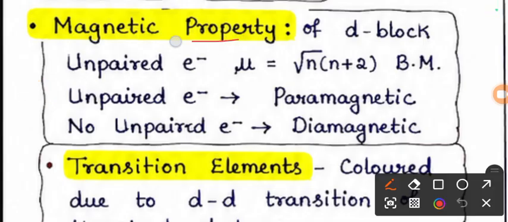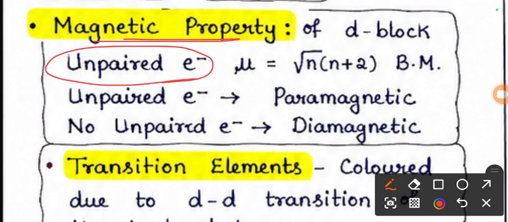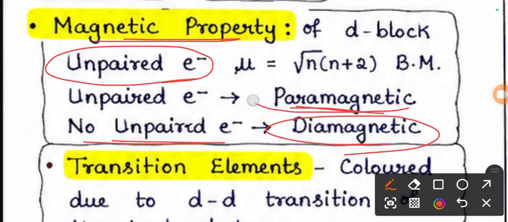Next is the magnetic property of d block elements. If you find unpaired electrons, then they are paramagnetic. If unpaired electrons are absent, they are diamagnetic. So usually d block elements are paramagnetic in nature because they have one or more unpaired electrons. Because of that, they have a tendency to attract a magnet.